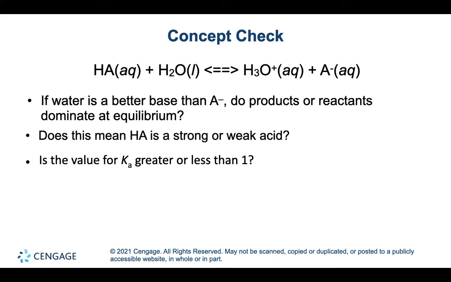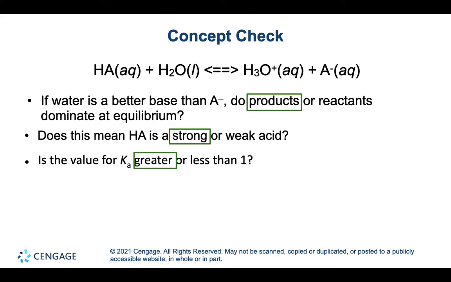So in that case, we would say HA is a strong acid because it gives up H plus easily to water, and then the A minus doesn't try to take it back very strongly. So that would mean our Ka, since it lies to the right, would be greater than 1. So the products would dominate. We'd have a strong acid, Ka greater than 1.